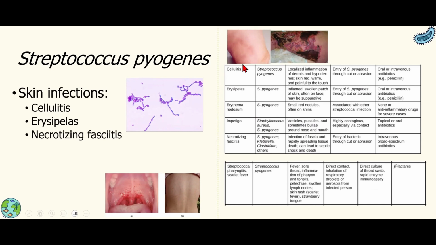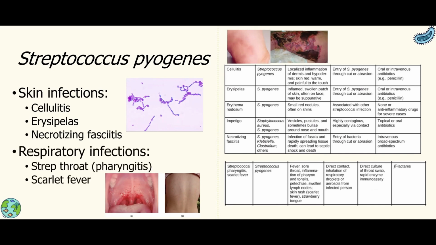Cellulitis is just localized inflammation, usually when the Strep pyo gets in through a cut. There's necrotizing fasciitis. This one is if the bacteria gets in again through the cut, but it's going to start basically eating your skin. Classically it's called the flesh-eating bacteria, because your skin tissue starts to die, and of course, you could die from shock as well.